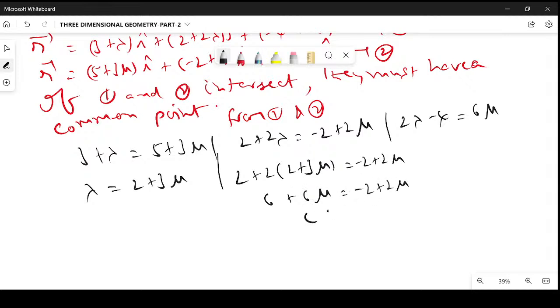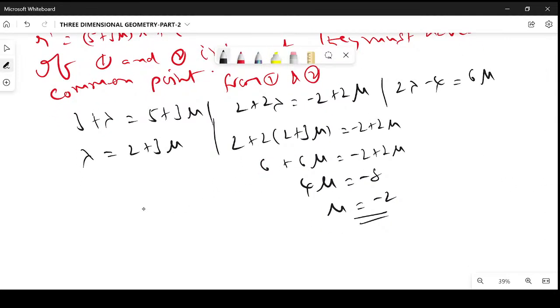Transfer this side: 4 mu is equal to minus 8. Mu is equal to minus 2. We will get mu equal to minus 2. Since mu is equal to minus 2, I can find lambda using this or this, any one of the equations. You can find lambda now. After finding this, lambda is equal to 2 minus 6, which will be minus 4. So we got lambda equal to minus 4 and mu equal to minus 2.